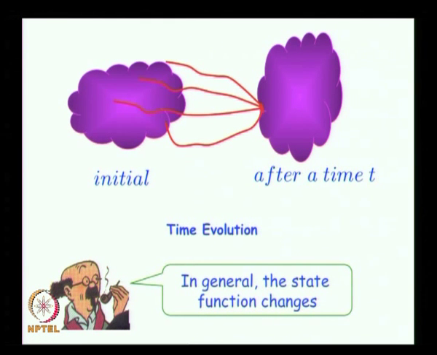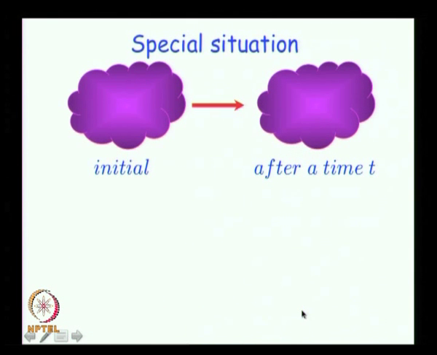So, in general, as Professor Calculus says, the state function actually changes, but it is possible to think of special situations where even though the time is passing, the shape of the wave function does not change. So, how does one find that? The answer is the following. First of all, we imagine that the potential energy does not change with time.